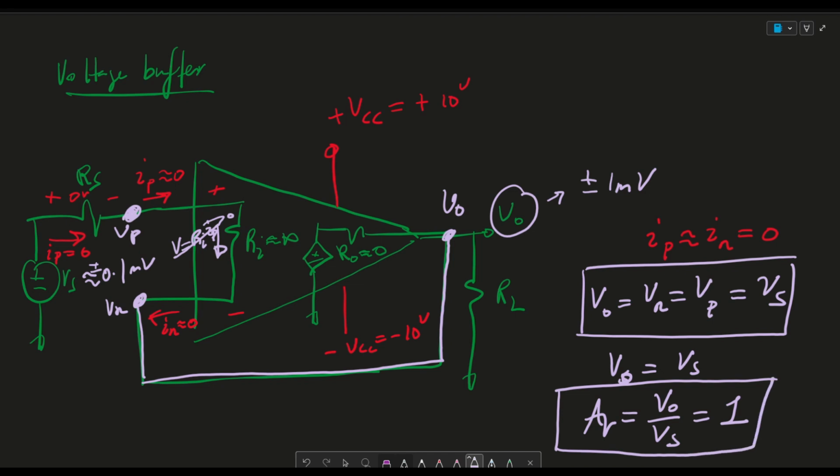Again, remember, this means that this is not acting like an amplifier, right? It's just mapping VS over to VO. So it's not amplifying the signal. It's not doing anything.